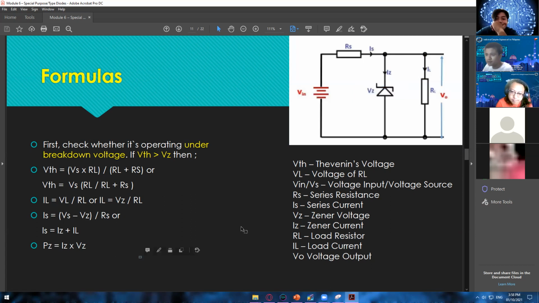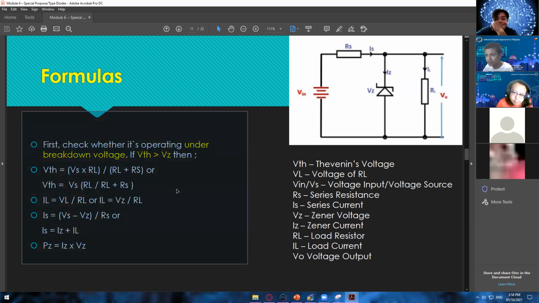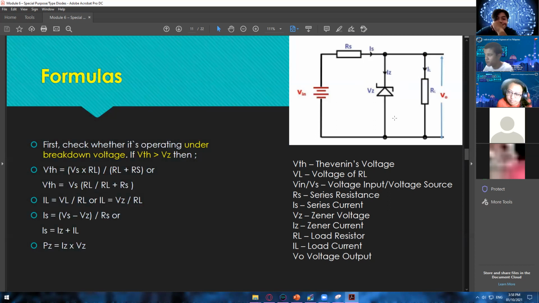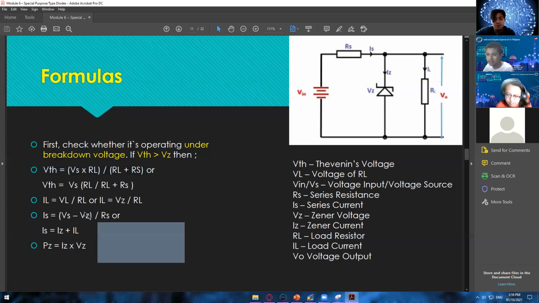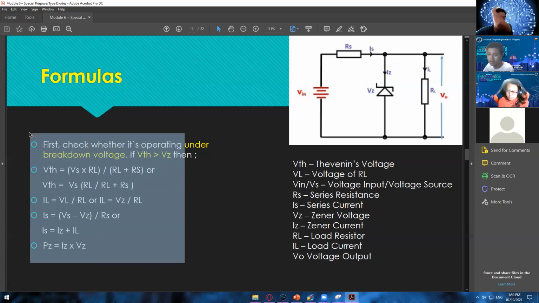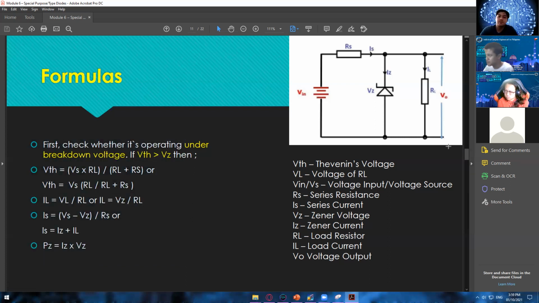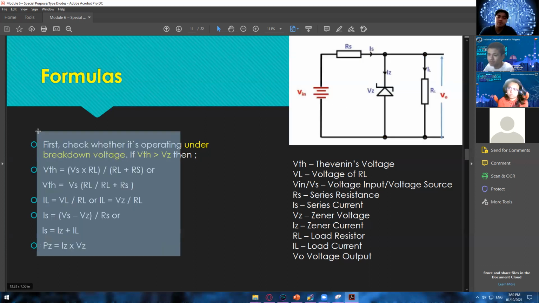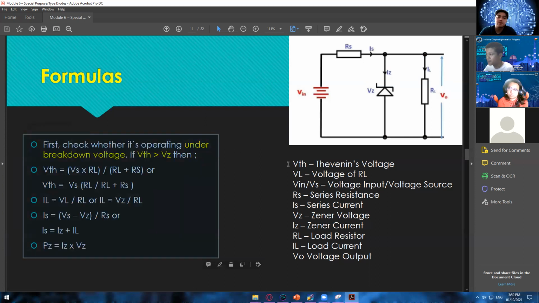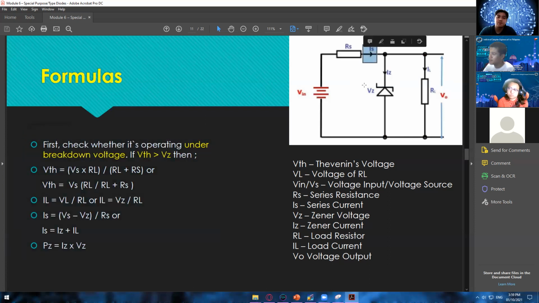So in here, there are no other derivations with those formulas. It's just the analysis with the use of Ohm's law. Okay, and then with the use of Thevenin's formula. Okay, so those are the things that you need to take note of when it comes to analyzing this circuit. Well, I think you can also use KVL, but this one is already the simplest form in finding out the RS, IS, VZ, IZ, IL, and then RL.